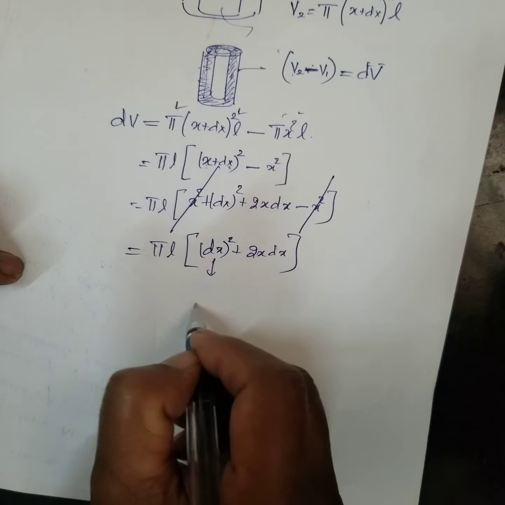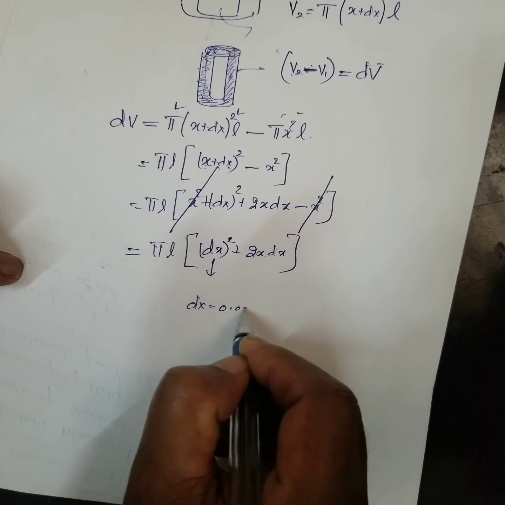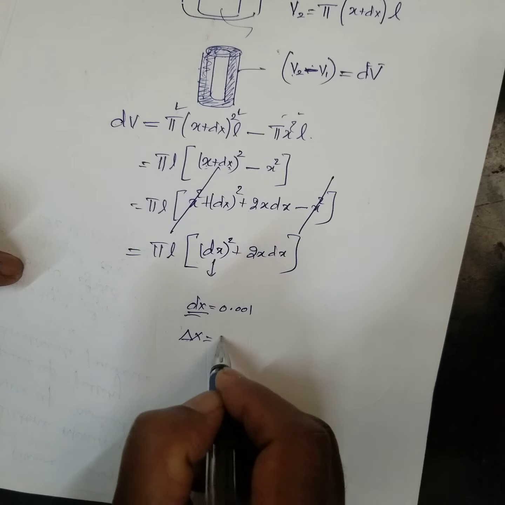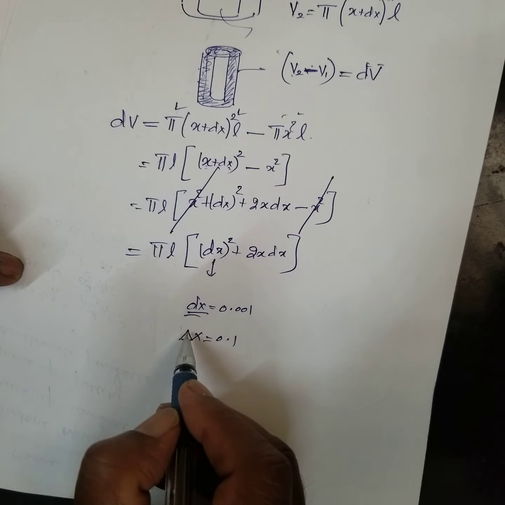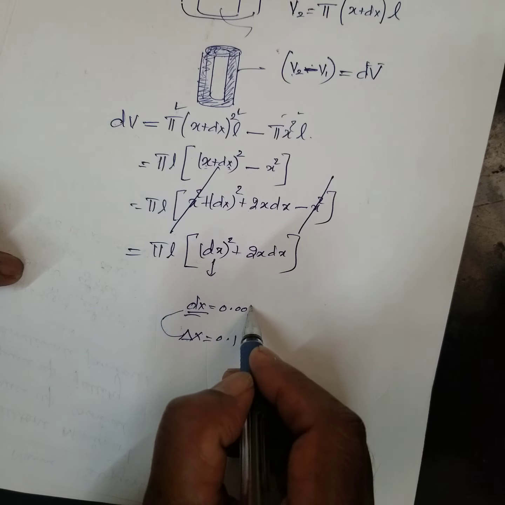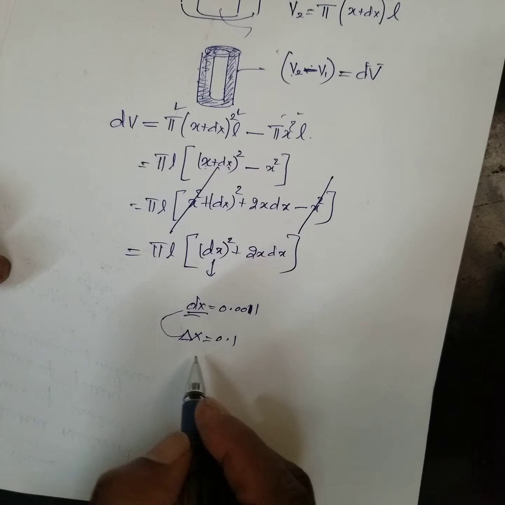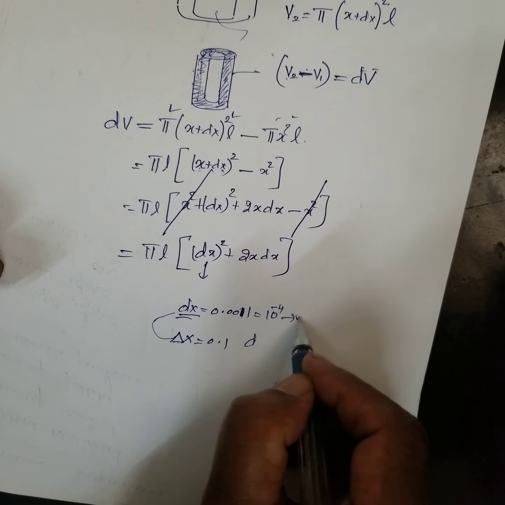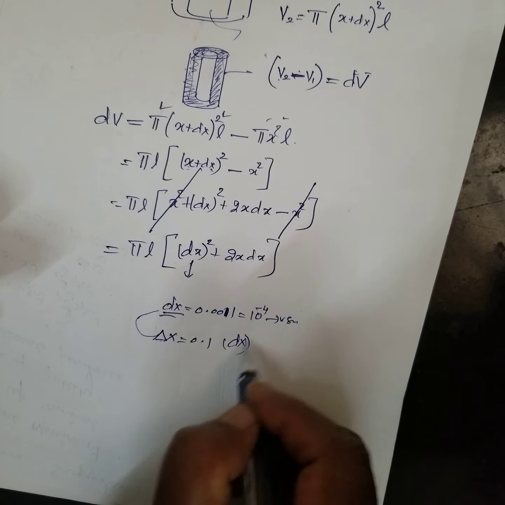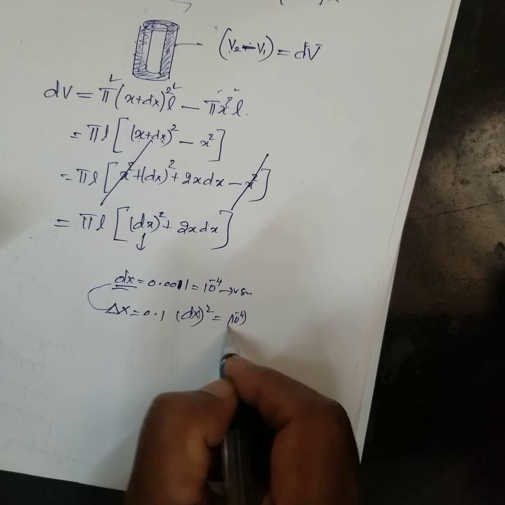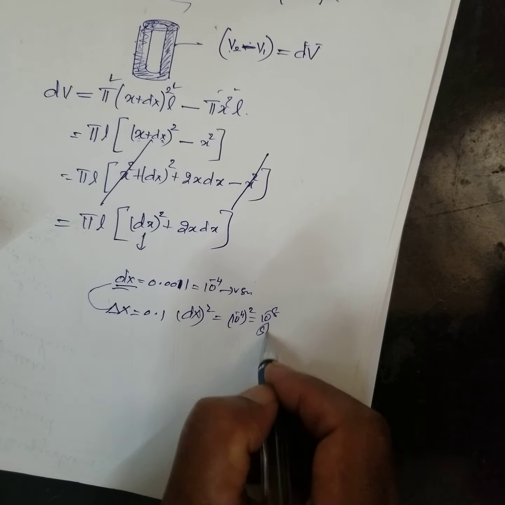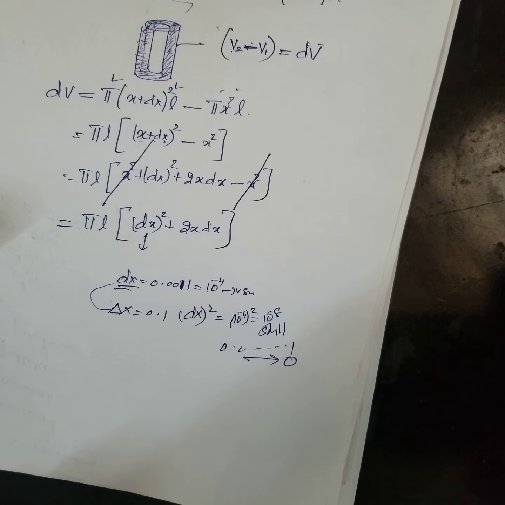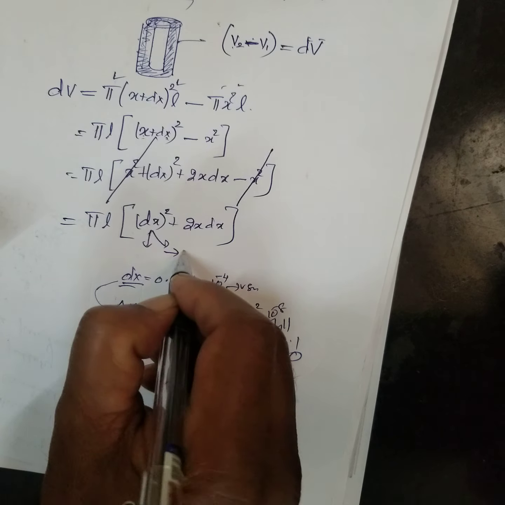Now see, suppose dx is 0.001, very small. Delta x is very big, 0.1 say. But if instead of delta I put small d, it is 0.001, very very small, that means 10 to the power of minus 3. And dx the whole square is equal to what? 10 to the power of minus 3, the whole square is 10 to the power of minus 6. Still becomes small, 0.000001. Therefore it tends to 0. Therefore this tends to 0.